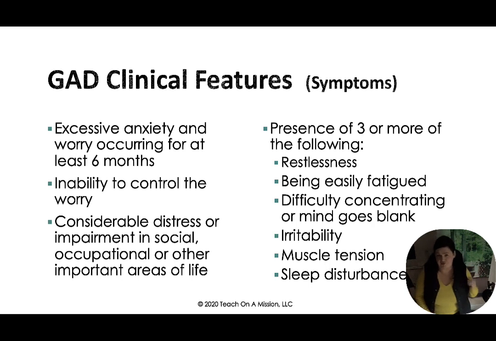The symptoms include excessive anxiety and worry occurring for at least 6 months, so persistent worry. This can't be like a seasonal thing in life. It has no specific cause, and there's an inability to control the worry.